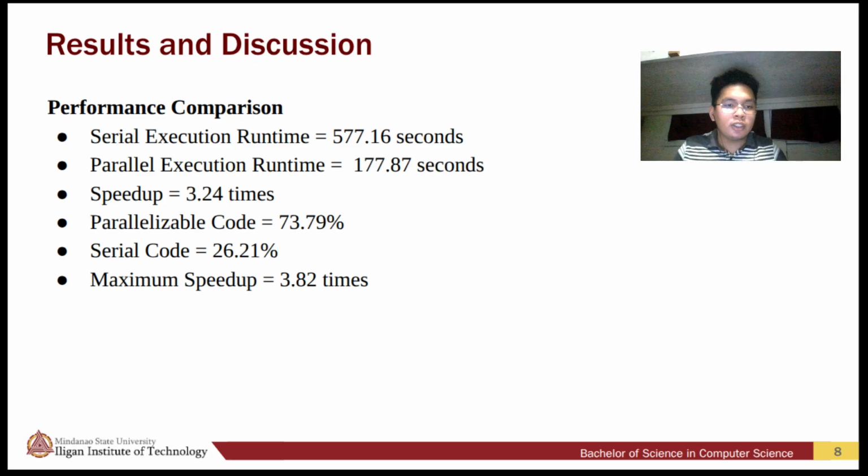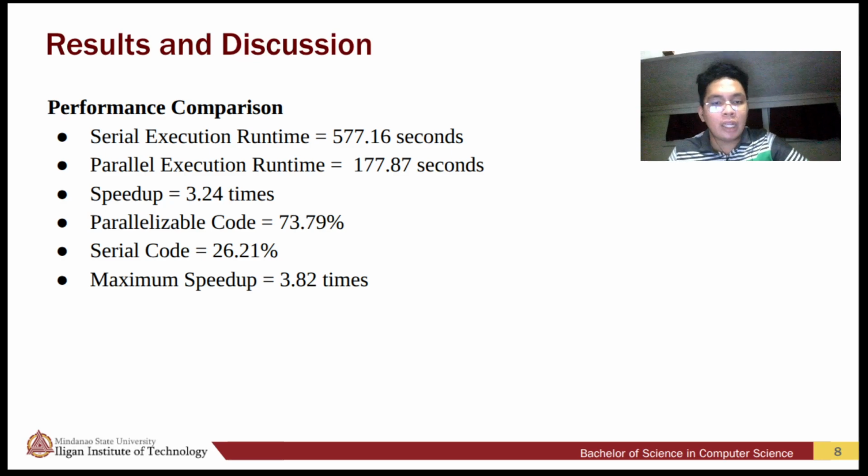So, the results and discussion. I've executed the simulation twice: once for serial execution and then the parallelized execution. I found that the serialized execution ran for 577.16 seconds, and the parallel execution runtime is 177.87 seconds, which is a speedup of 3.4 times.